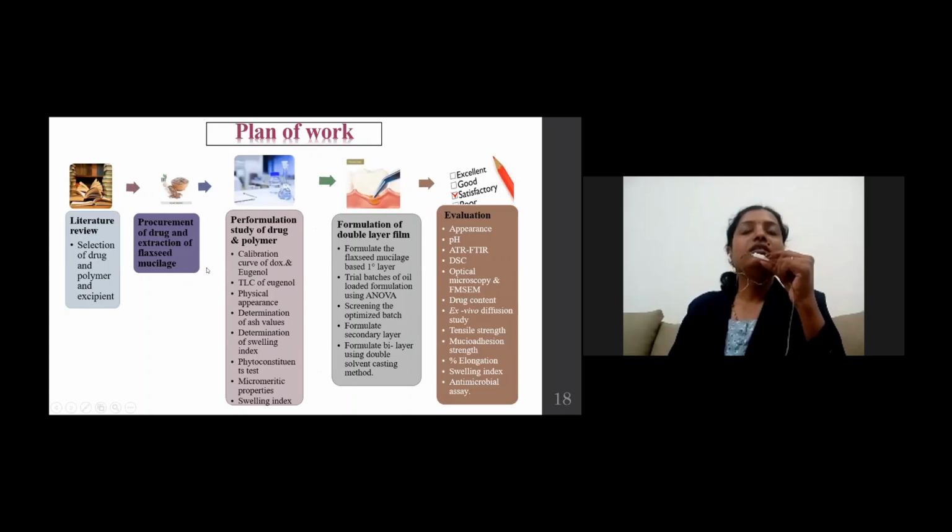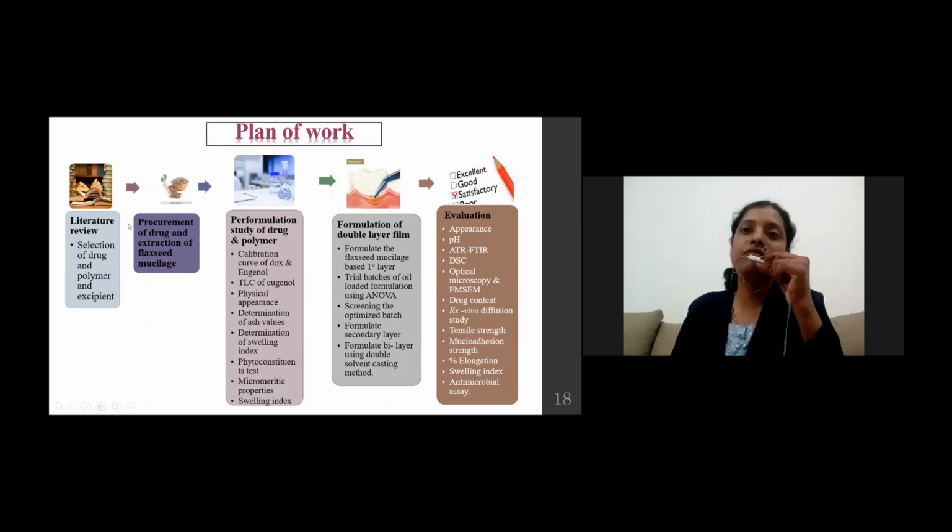This is the plan of my work: literature review, procurement of drug and procurement of flaxseeds, and extraction of mucilage. I have performed certain formulation studies, and I have formulated the double layer film, and that double layer film was further evaluated. For extraction of mucilage, I have taken flaxseed, about 50 grams.